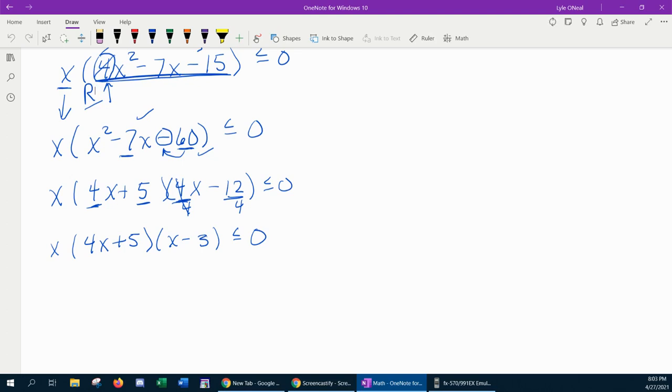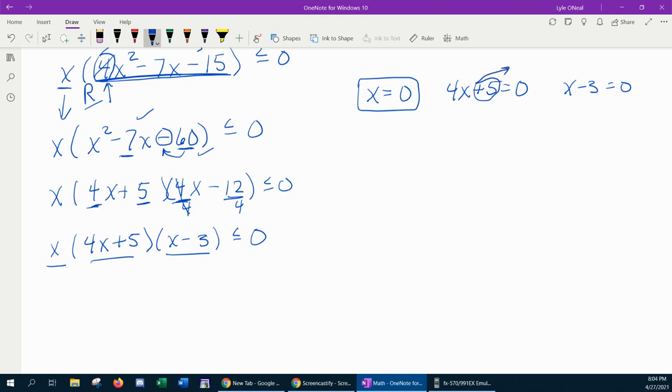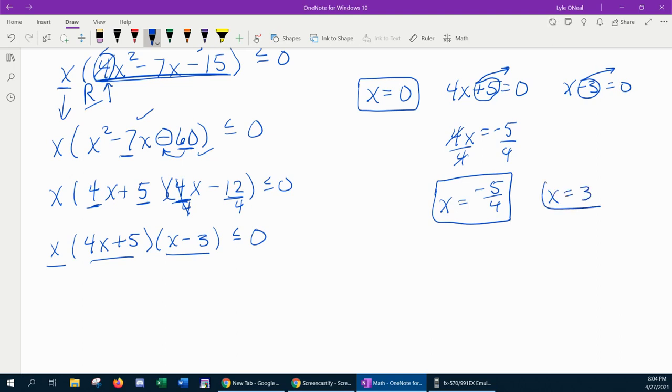Now it's also factored completely, so I can set each factor equal to 0 and solve, and that'll produce my 3 critical points. So for the first factor, x equals 0, that's already solved for, so that's a critical point. 4x plus 5, we're going to bring the plus 5 over and then divide by 4. My second critical point is going to be -5/4, and I'm going to leave that as an improper fraction. And we're also going to bring over the -3, which will make +3.